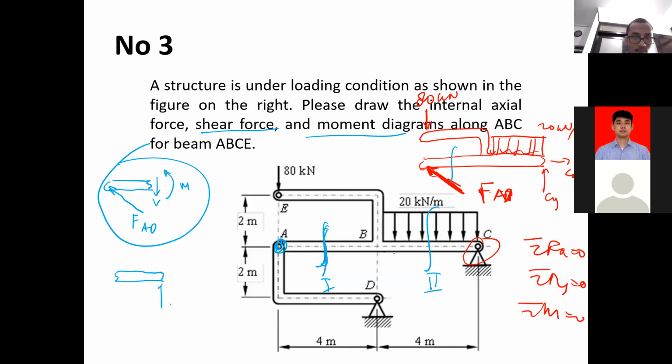Okay, there will be Cy, Cx, assume that you know the value already, and there will be distributed force, 20 kilonewton per meter. Okay, here the shear force is supposed to be going up or down? On the left one. Yeah, on the left, shear force positive going up. Yeah, correct. Shear force going up. Moment. Moment is always up, right? Yeah, always up.